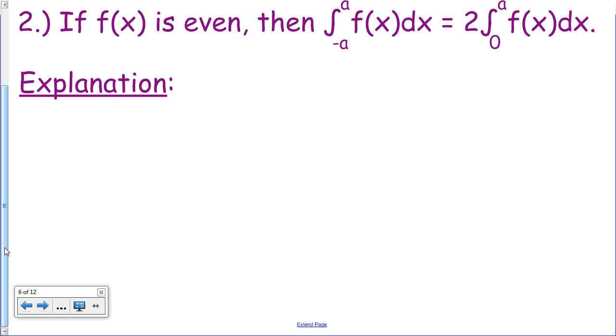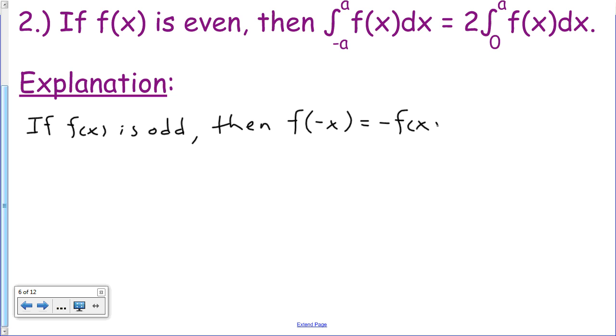First of all, if your function is odd, let's start with that one. If f of x is odd, then f of -x is equal to the opposite of f of x. This is our property for being odd. That says f of -x is a horizontal reflection of your function, and the opposite of f of x on the other side is a vertical reflection. So if you do a horizontal reflection and a vertical reflection of your function and you end up with what you started with, you must have a function that's odd.